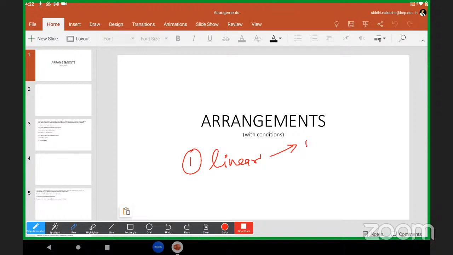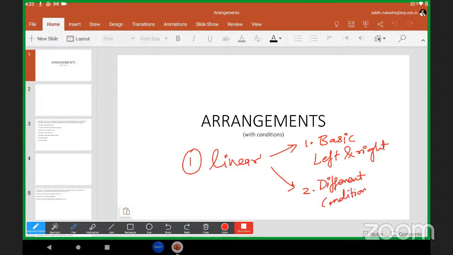First, the basic type, in which you will be given terms and conditions, like hints with respect to left and right direction. And the second will be with respect to different conditions. So these are two types in linear: first is your basic, left and right, and the second is different conditions.